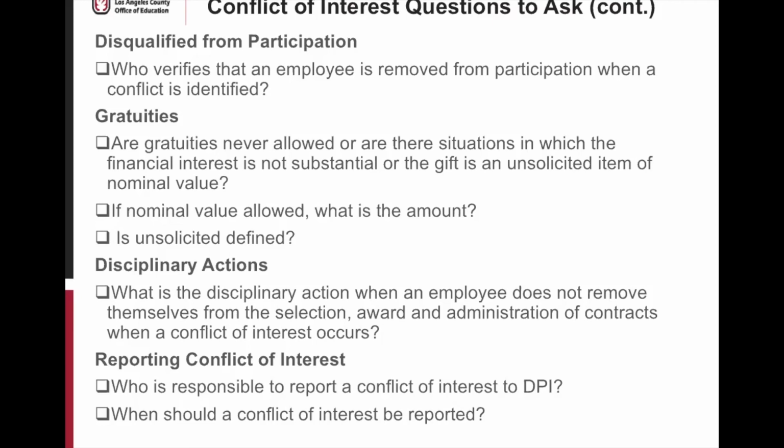And then reporting. Who's responsible to report to the state? Again, that would be the SPI, state superintendent. And when would you report that there is a conflict of interest? So a lot to think about in conflict of interest policies.